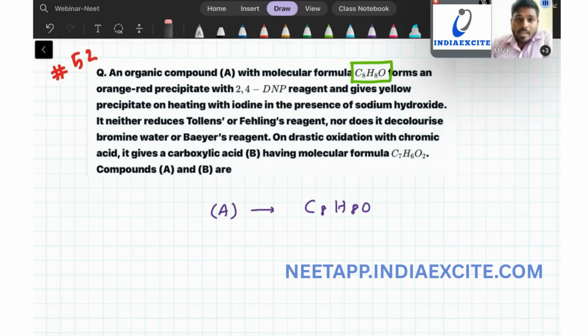Moving on with the next question in our NEET triple test series. You see here we have an organic compound A with molecular formula C8H8O, correct? First and most important thing I want to tell you, it's a suggestion you can take, because this question is very lengthy, as you can see.